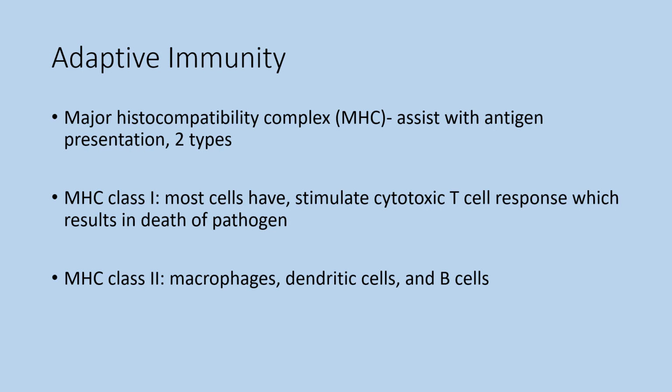The major histocompatibility complex, known as MHC, is going to assist with showing the antigen to the T cells and B cells. There's two different types. There's MHC class 1 and then a class 2. Most cells have the class 1. It helps to stimulate the cytotoxic T cell response, which is going to result in the death of the pathogen. The class 2 is found only on the macrophages, the dendritic cells, and the B cells.